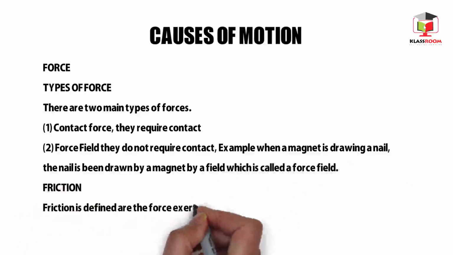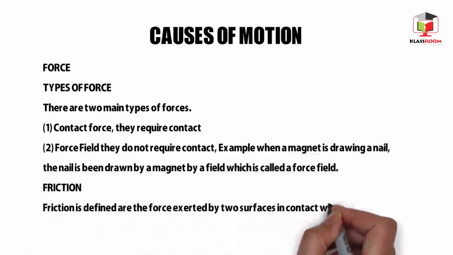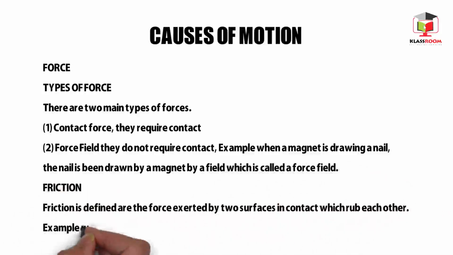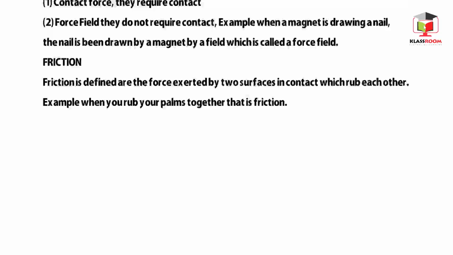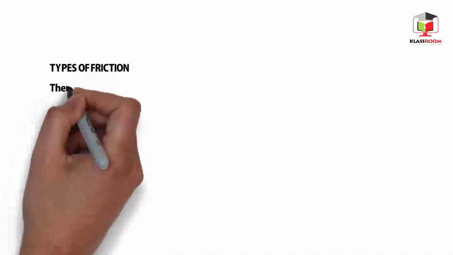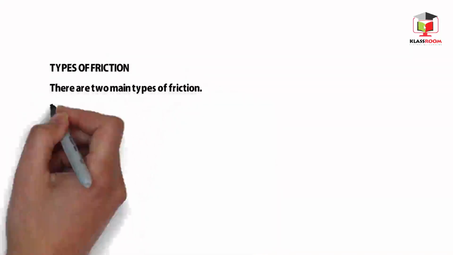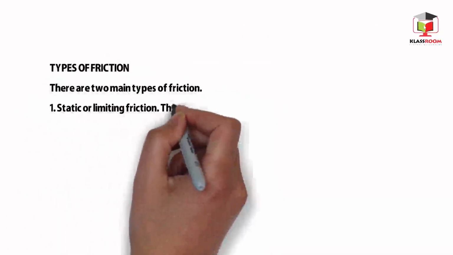Friction. Friction is defined as the force exerted by two surfaces in contact which rub each other. Example: when you rub your palms together, that is friction. There are two main types of friction. Number 1, static or limiting friction.